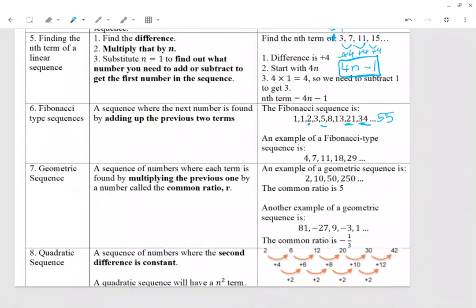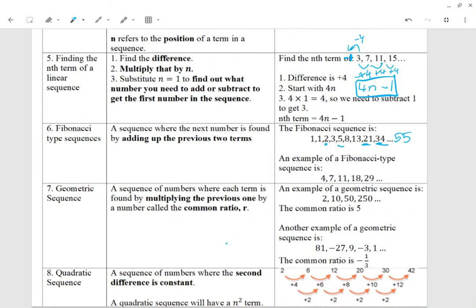Now, a geometric sequence is a sequence where each term, the next term, is found by multiplying or dividing by a number. And this number is called the common ratio. So in this one, as you can see, I'm timesing by 5 each time. 10 times 5 is 50. 50 times 5, 250. So the common ratio is 5.